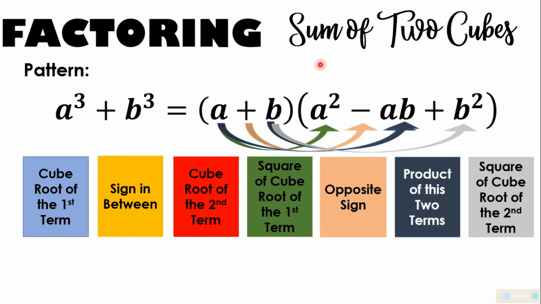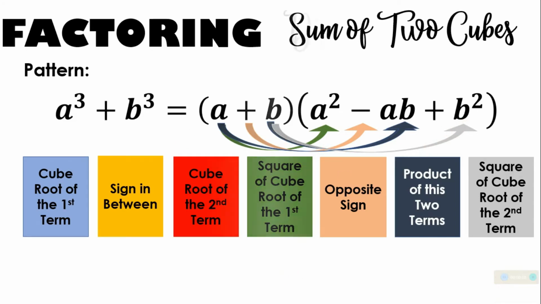So, again, for sum of two cubes, this is our pattern. Cube root of the first term, sign in between, cube root of the second term. Then we also have square of the first term, opposite sign, product of these two terms. So, ito yon. And then, we have the square of the cube root of the second term.